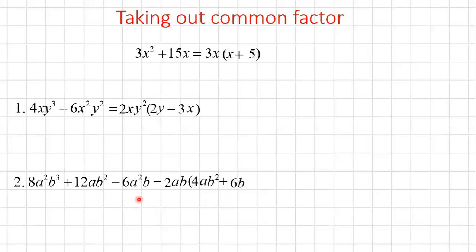And the last term, divide by the greatest common factor. Before writing, you should write this negative sign here. Okay, divide 6a squared b by 2ab. Well, 6 and 2 cancel, it's 3. A squared and a, it's a. B and b cancel each other. So write 3a here and close the brackets. That is taking out common factor.